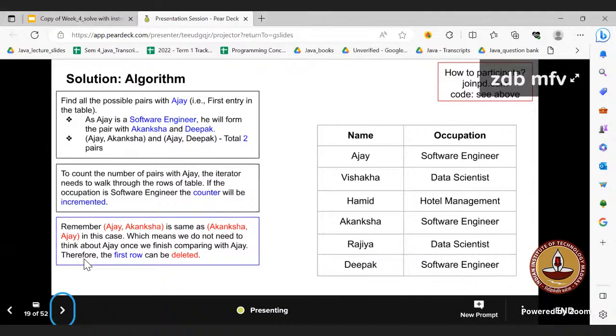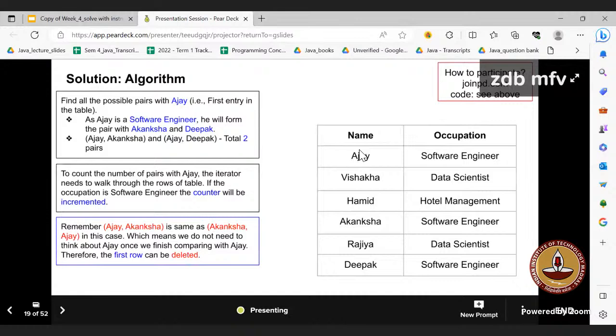So the same thing, whatever we have discussed. If it is a pair, then the counter will be incremented. Remember, Ajay, Akanksha is same as Akanksha and Ajay. So we won't count them. We should not count them repeatedly. The pair should not be repeated. In this case, we do not need to think about Ajay once we finish comparing with Ajay. Therefore, the first row can be deleted.